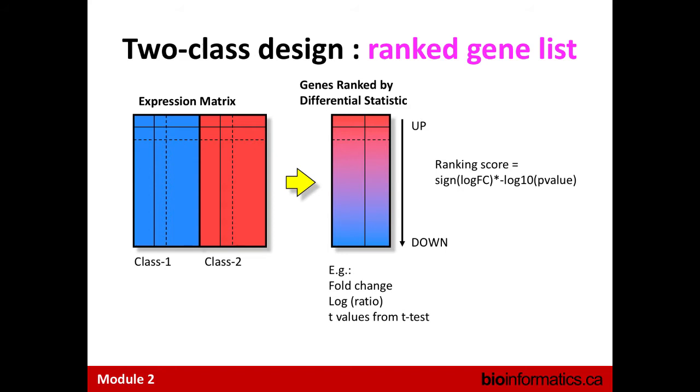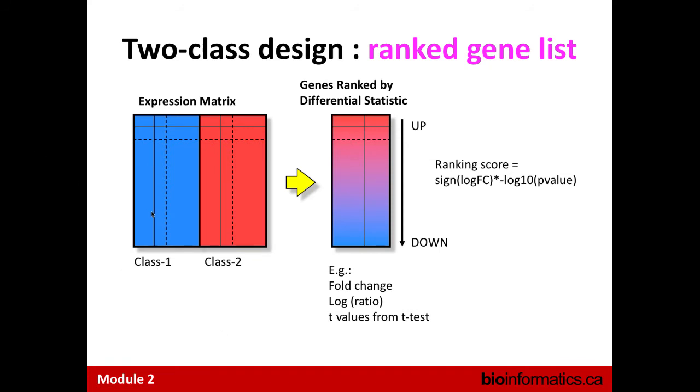And if you had microarray, being continuous data, then you could use a t-test. And in this case, you could directly use the t-value to rank your genes from top upregulated to downregulated.